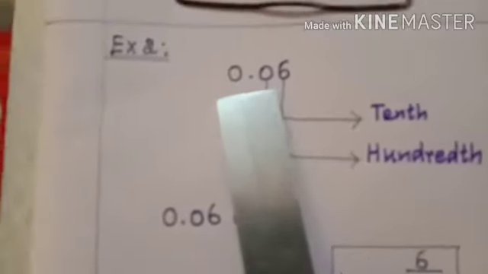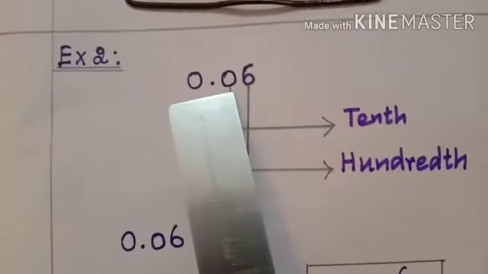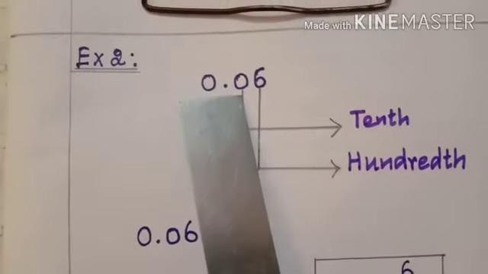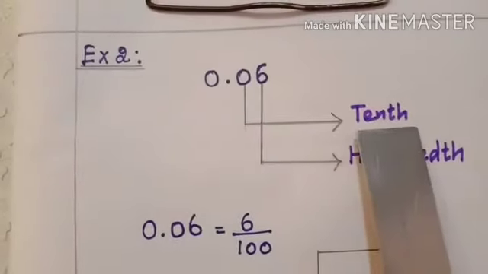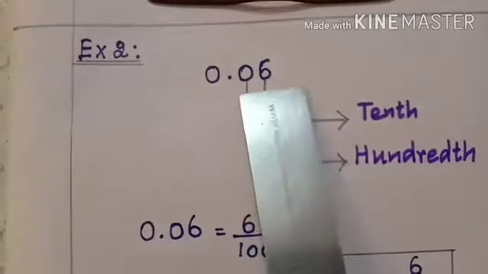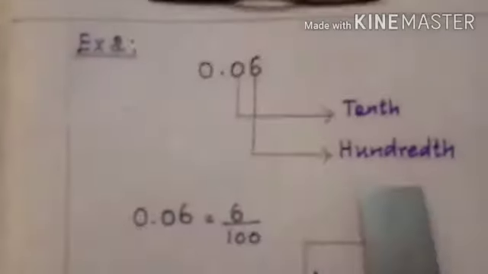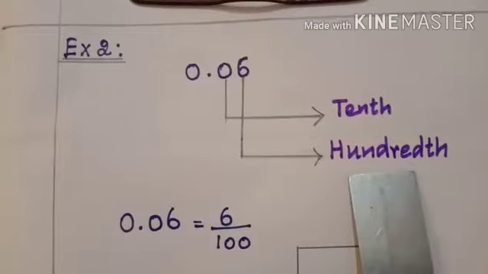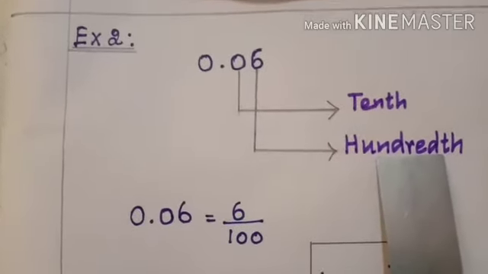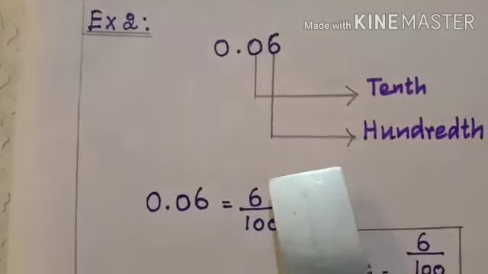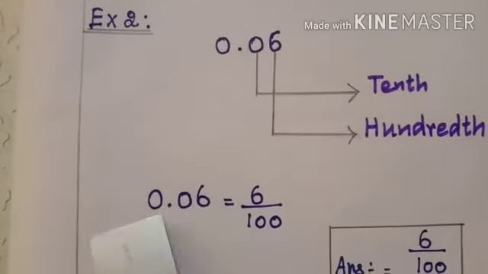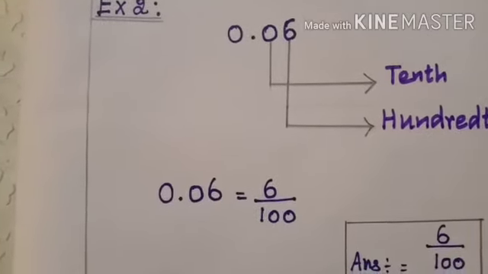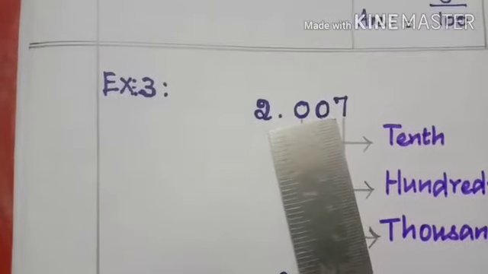0.06. Here the decimal form is given. We have to convert it into a fraction. Here, what is the place value of 0? Yes, good, that is 10th. What is the place value of 6? The place value of 6 is 100th. So here the place value ends with 100th. Before writing the fraction, we must remove the decimal point, so we write 6/100.